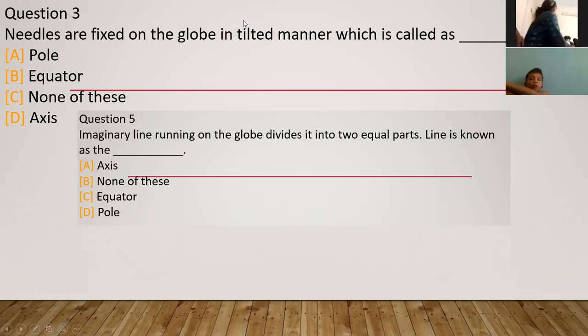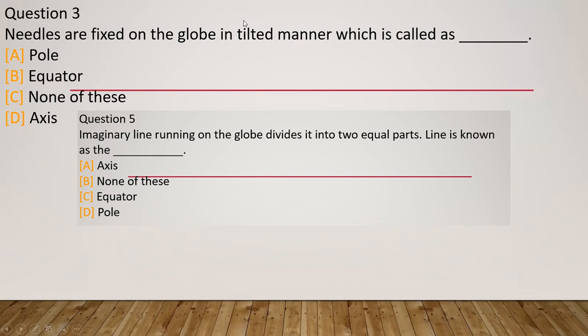Question 5. Imaginary line running on the globe divides it into 2 equal parts, and this line is known as the axis, none of these, equator, pole. Running through the globe, it divides it into 2 equal parts. The special line which we have been discussing. What's the answer? Okay, I'm unmuting.